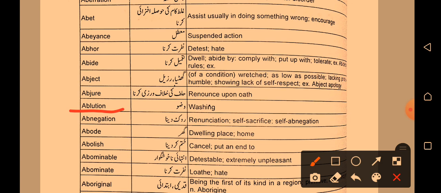Okay. Other word we have is abominate. The meaning of abominate is loathe or hate. Just like detest, hate, disdain.